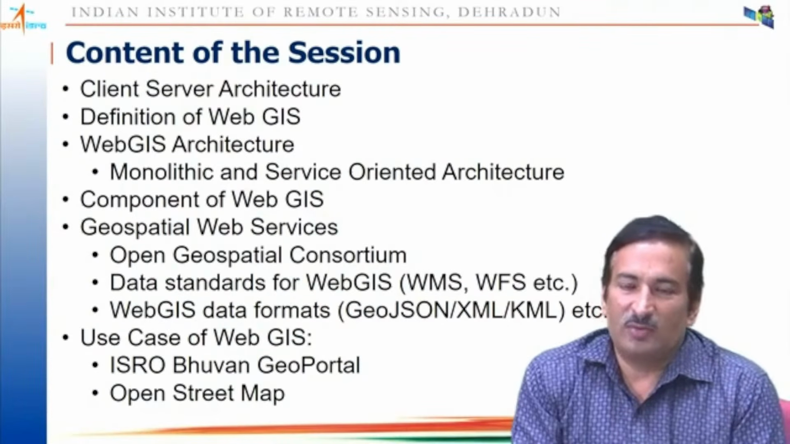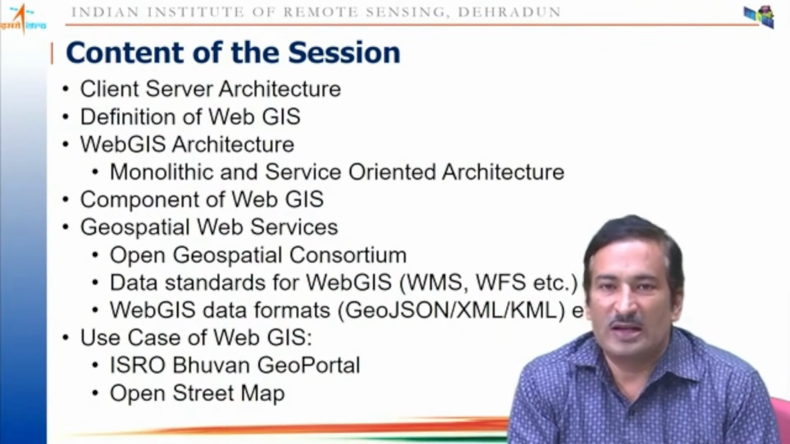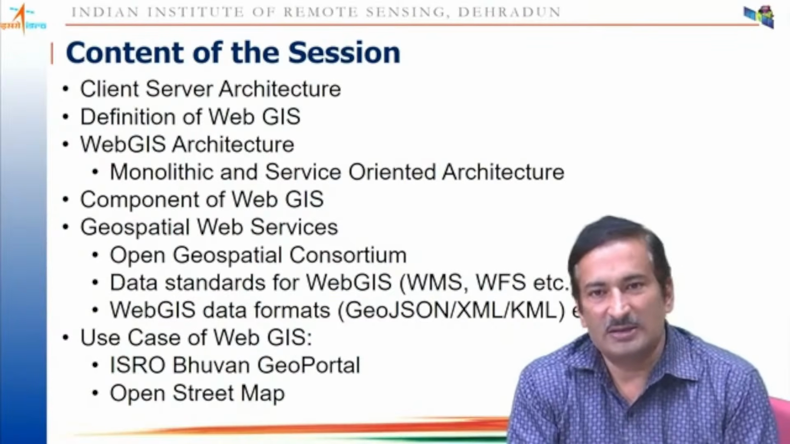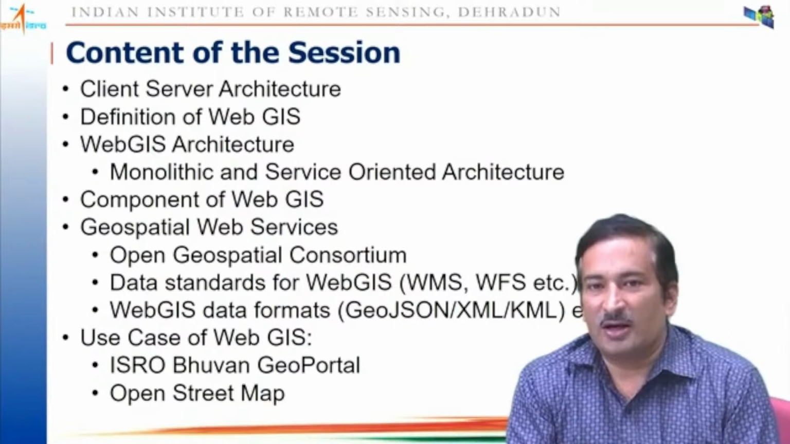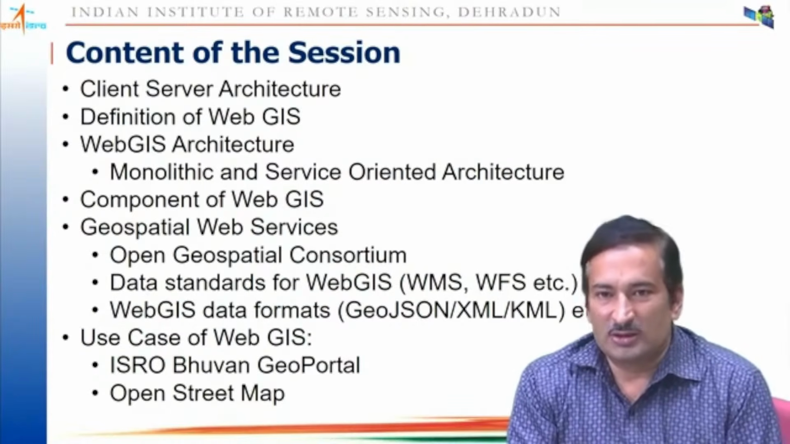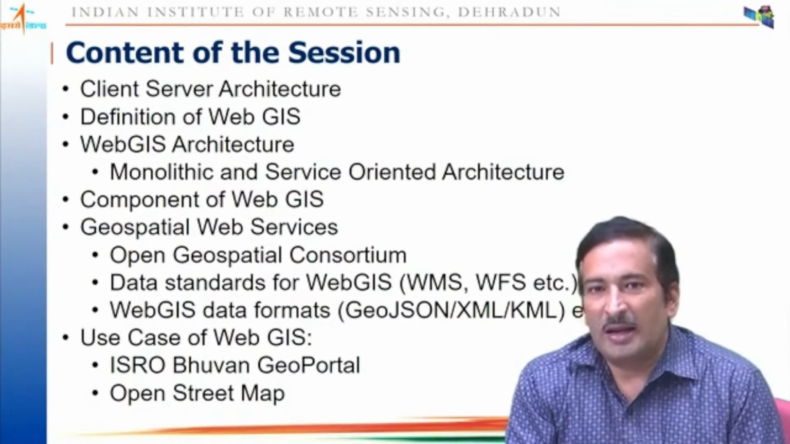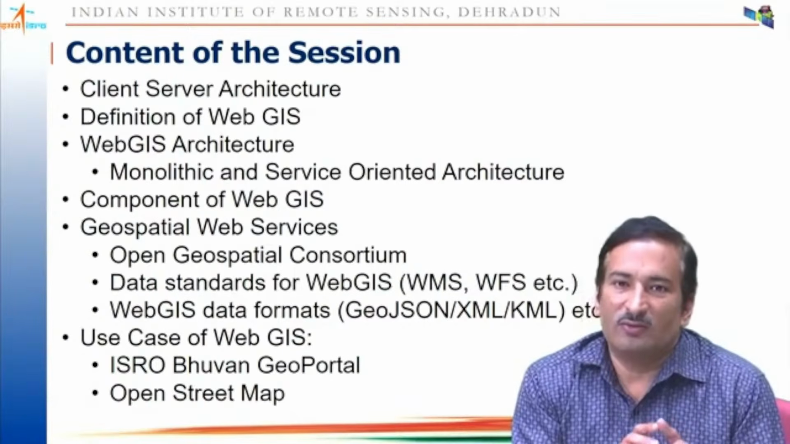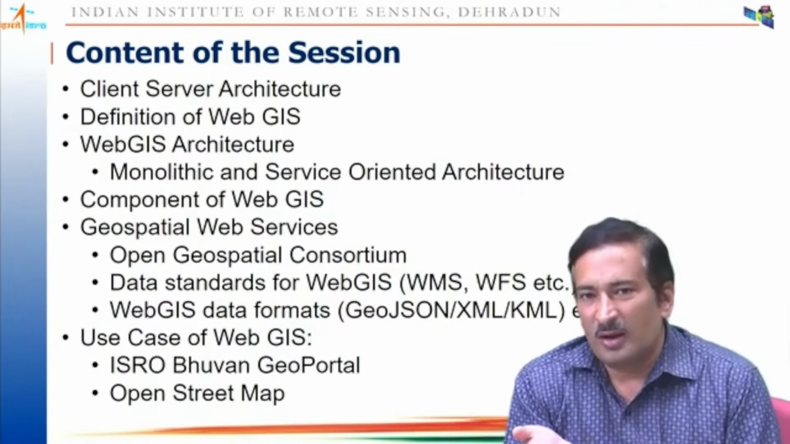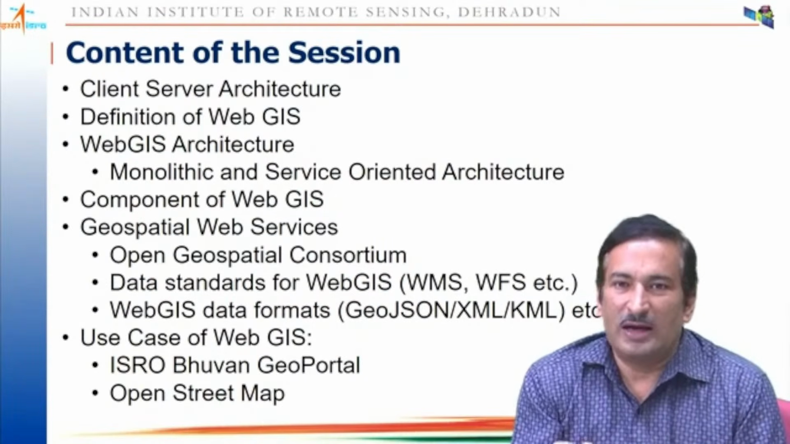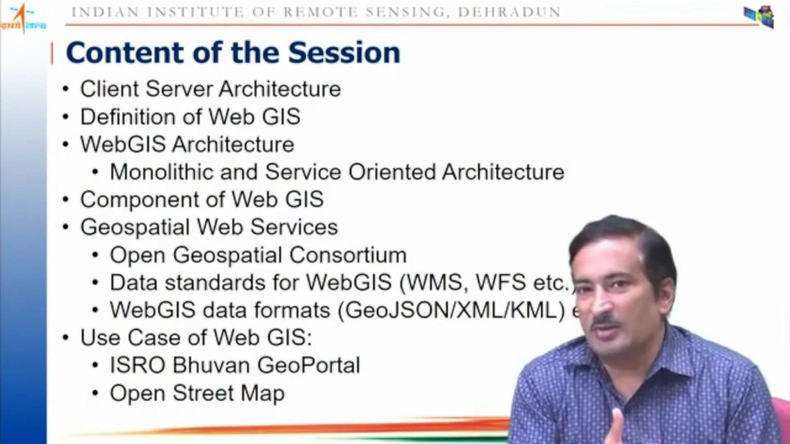We will be starting from the client server architecture, because whenever we talk about the web GIS, we are basically talking about a client and a server architecture. Client means any user. Suppose I am a user and I am trying to access a website through a web browser, let us say Chrome or Mozilla Firefox or Microsoft Edge, any web browser. So that is a client basically.